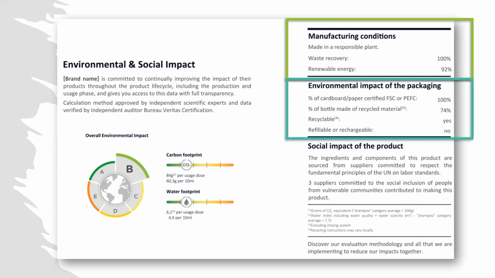The next section is the environmental impact of the packaging, which is broken down into 2 quantitative percentages as well as 2 yes or no categories. So you have the cardboard and paper category, which is defined with the FSC and PEFC, which is the Forest Stewardship Council and the Program for Endorsement of Forest Certification.